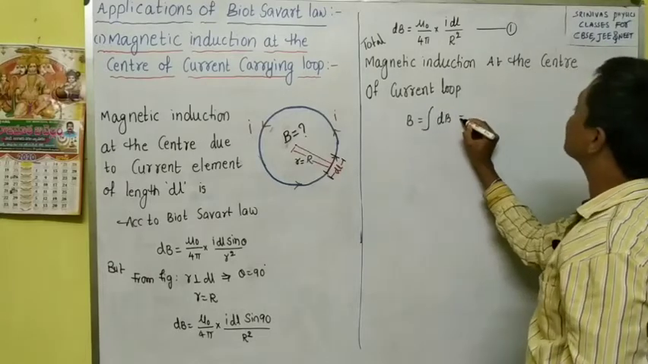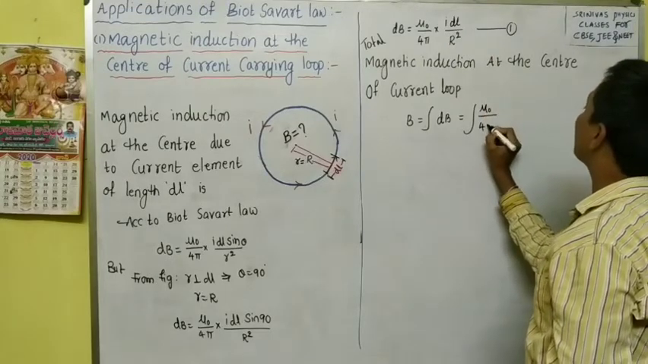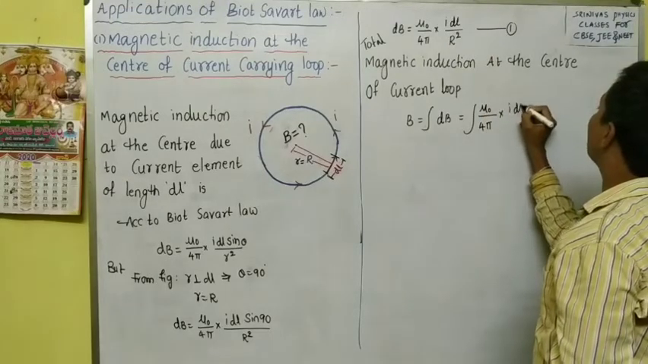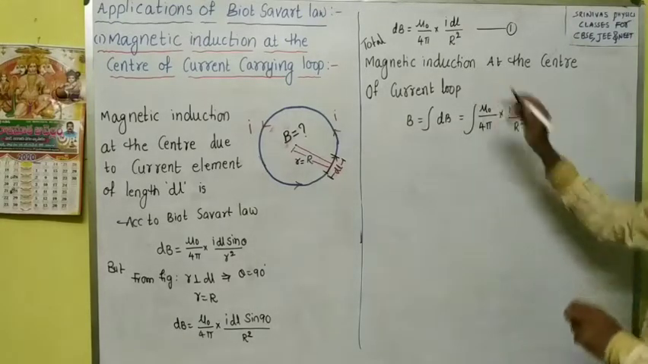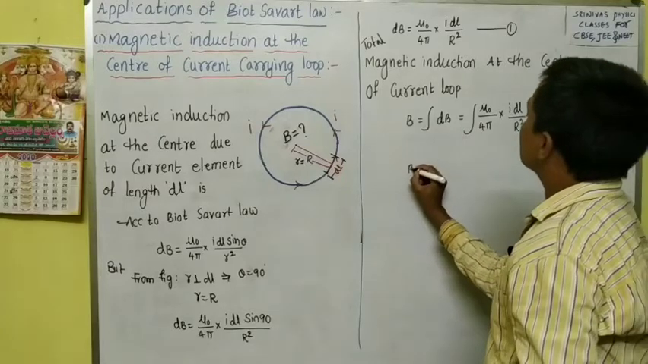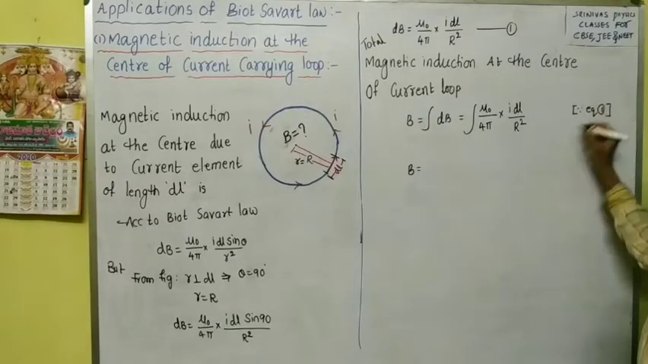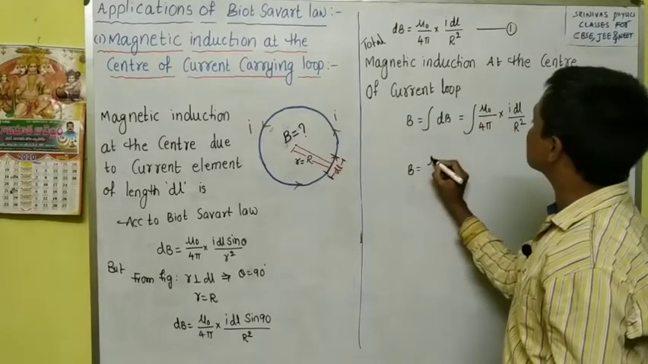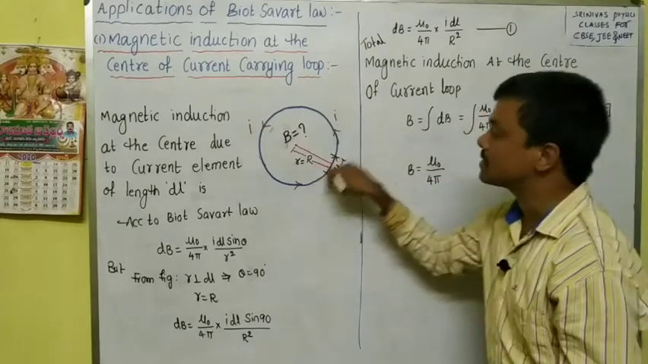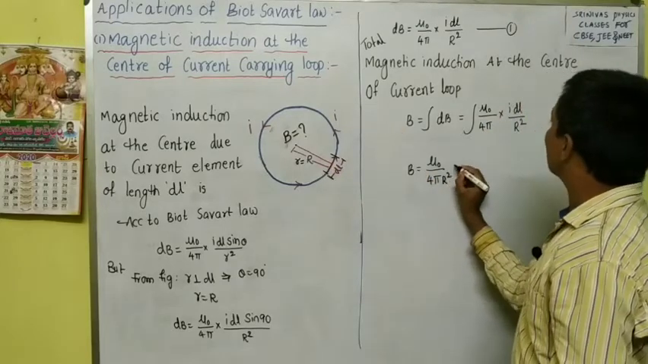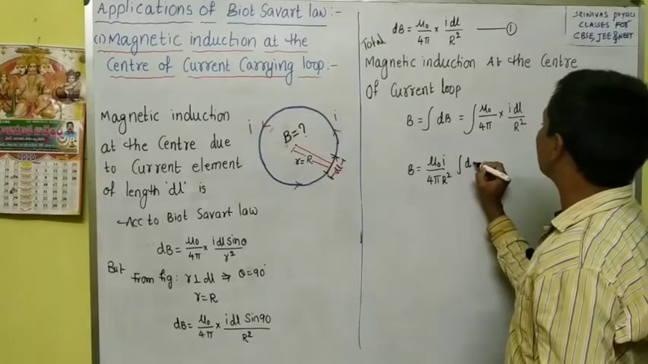Now here we substitute this integration. dB is what here? Mu naught by 4 pi into I dl by capital R square. We are writing this from equation 1. Let us write some constants outside. What are the constants? Mu naught is the permeability of free space, and 4 pi is a constant. Capital R is the radius of the circle, that is also constant. I also we can consider as constant. Then we will get integration dl, right?